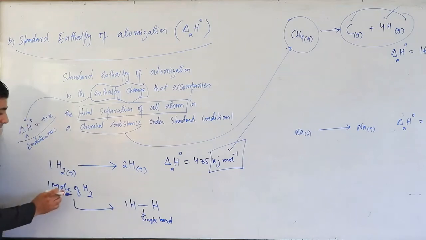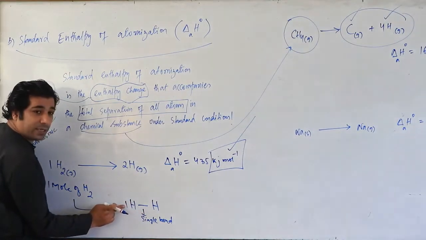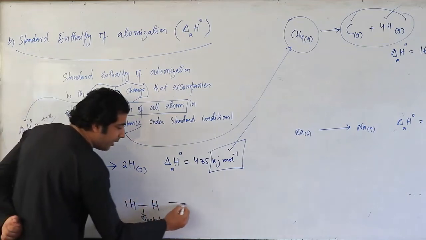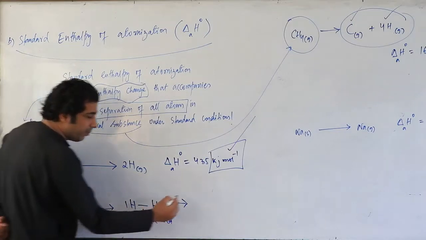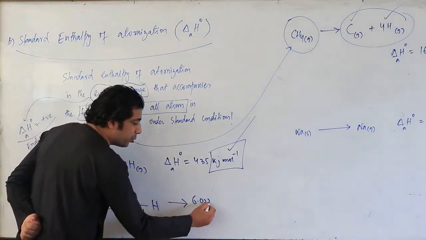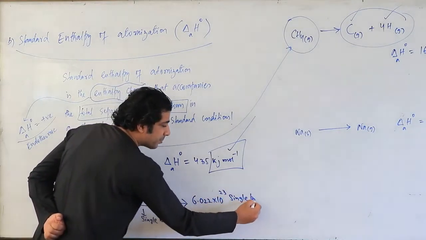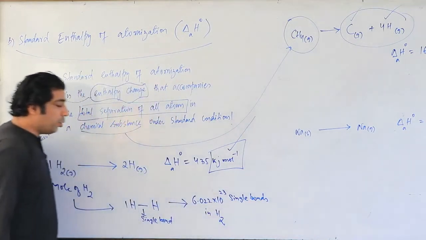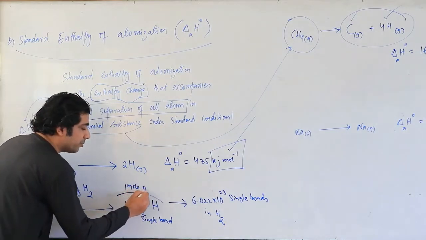But we know that we are taking 1 mole of H2. So that means this single bond is basically how many times? 1 mole times. That means how many single bonds will we have? If this is 1 mole here, then we will have 6.022 into 10 raised to power 23 single bonds in H2.